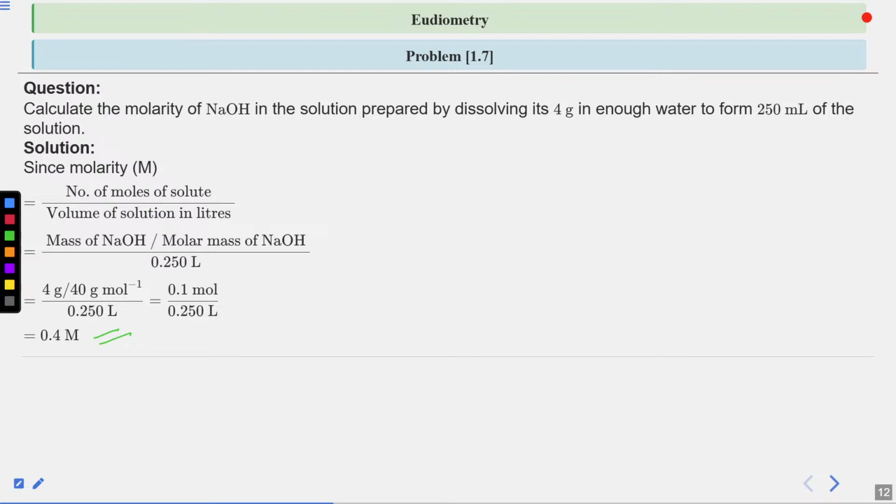So again, I am repeating it. To calculate the molarity, we take the number of moles of solute divided by the volume of solution in liter. Number of moles can be calculated by using the formula, given mass by molar mass. So given mass of NaOH is 4 gram and molar mass of NaOH is 40 gram per mole. Divide by the volume of the solution, which should be in liter. So 250 converted to liter will give you 0.250. Just divide this whole thing by 1000 to get the volume in liter. Finally, you will get it as 0.4 molar. Okay.